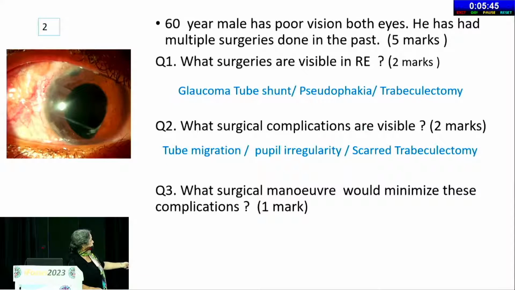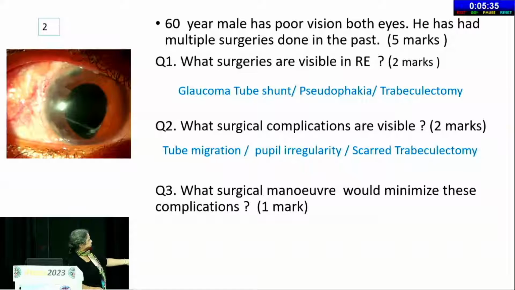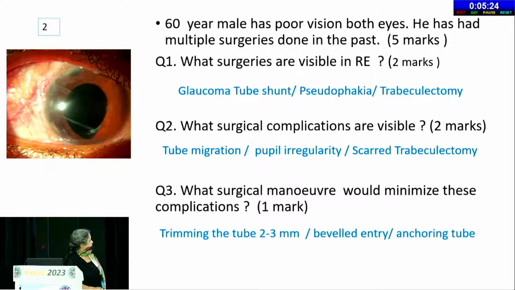Sorry. What surgical complications are visible? Where is the tube? It's very far forward. Pupil is distorted or irregular. And the trabeculectomy, obviously, we are assuming it's scarred because why would somebody else put a tube otherwise? But this third part, you may not get, but tube migration is very visible, it's in front. Otherwise, the tube should be till here. Pupil is irregular. What surgical maneuver would minimize these complications?